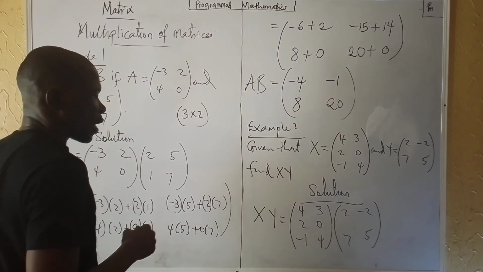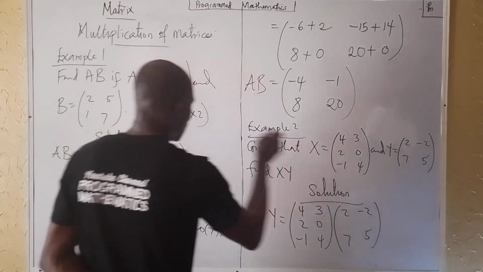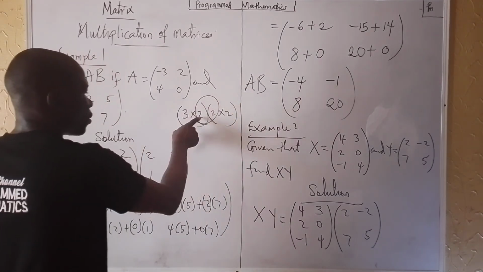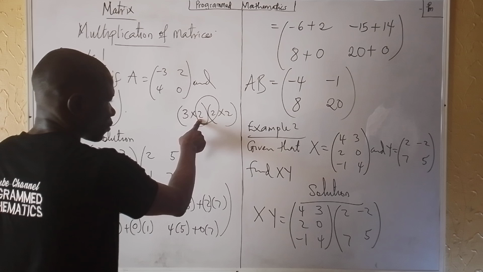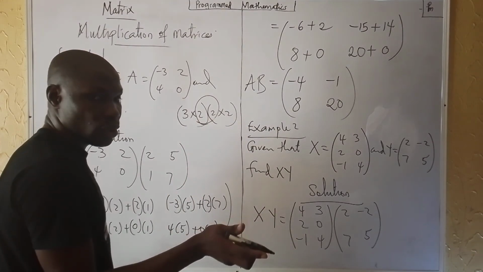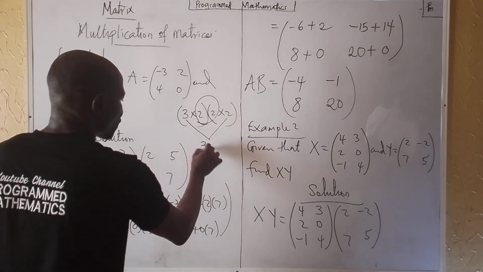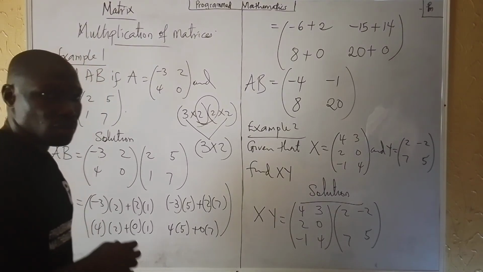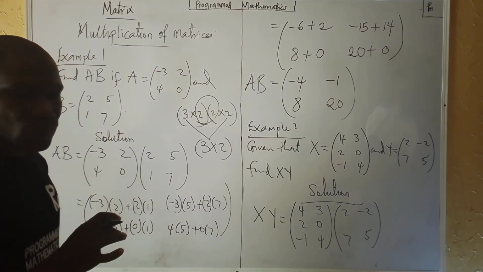Okay, that's for X. Y, from what we have here, has 2 rows, 2 columns. 2 by 2. So in this case, the number of columns of matrix X is equal to the number of rows of matrix Y. So they are conformable, which means our product is expected to be a 3 by 2 matrix. Meaning the product XY must have 3 rows and 2 columns.